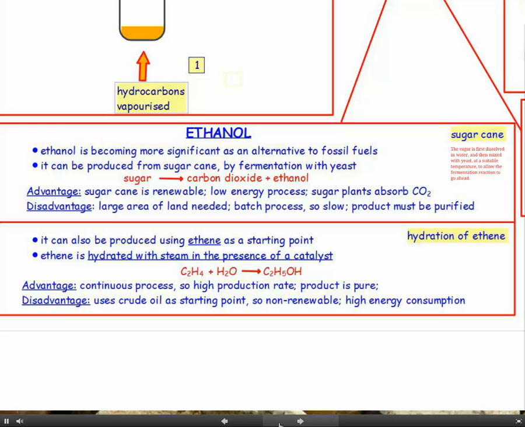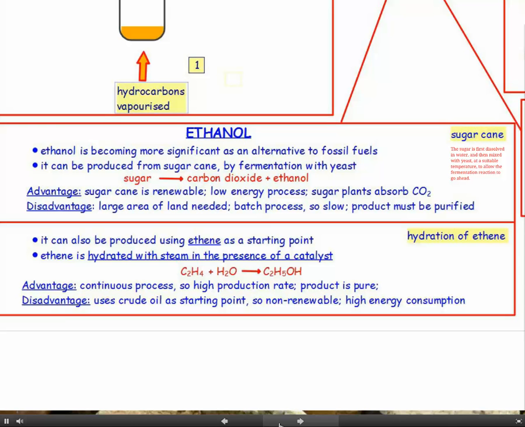Now, the advantage of using sugarcane as the starting point is that it's renewable. This is a low energy process, and the sugarcane plants will absorb CO2. So here's this idea of being carbon neutral again. The disadvantage is that a large area of land is needed to grow the sugarcane. It's a batch process, so it can be quite slow, and the product must be purified.